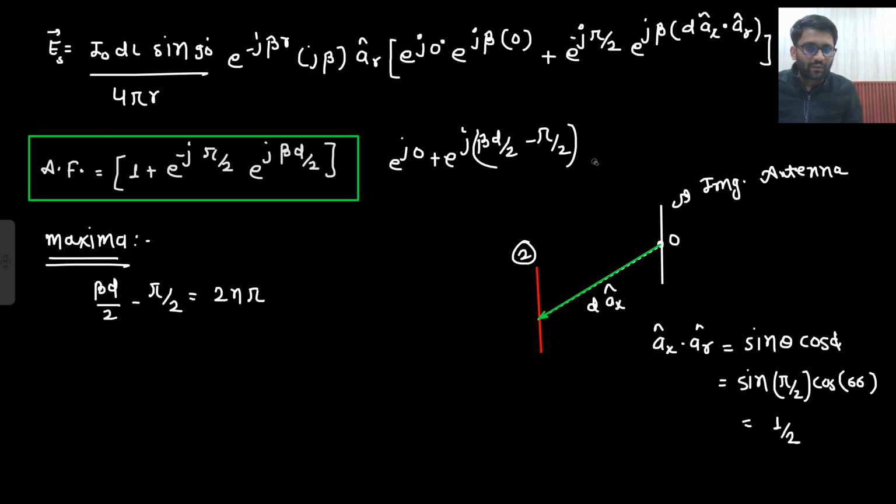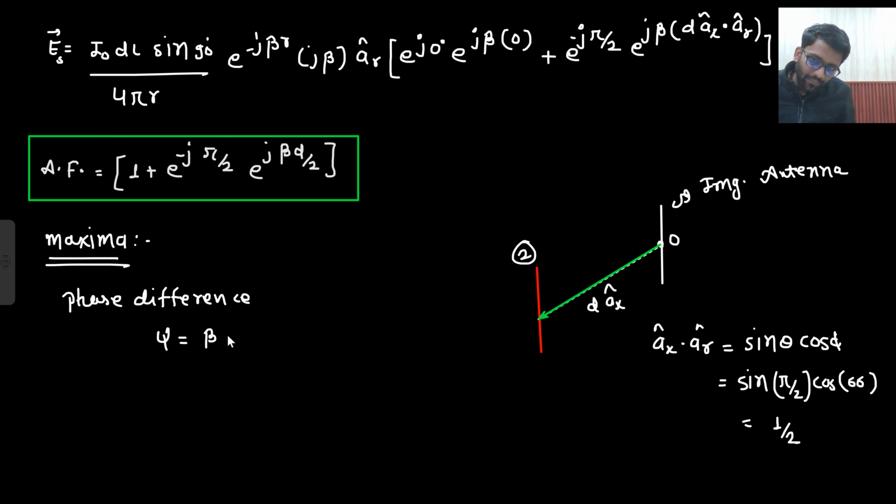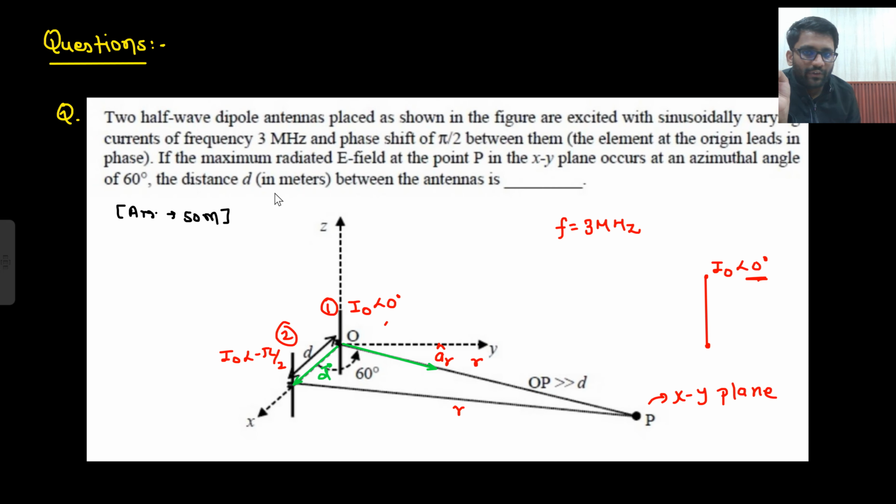So what did I tell you? First calculate the phase difference. So I am writing that my phase difference phi is equal to beta d by 2 minus pi by 2, and for maxima it should be equal to 2n pi. For minima or for nulls it should be equal to 2n plus 1 pi, but for maxima it should be equal to 2n pi, right? Now n value could be anything, plus or minus, it could be plus minus 1, anything. But what they are asking, the minimum value of d they are asking.